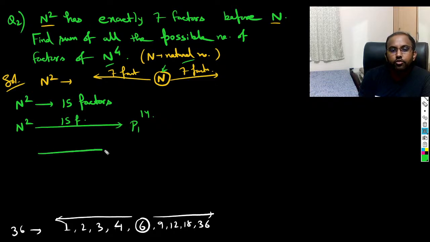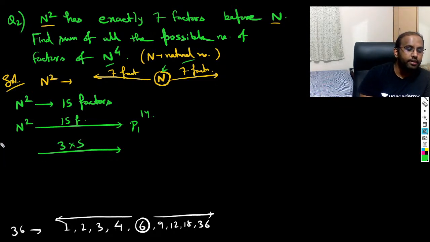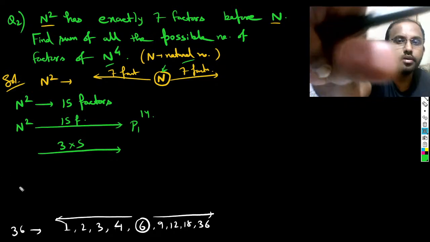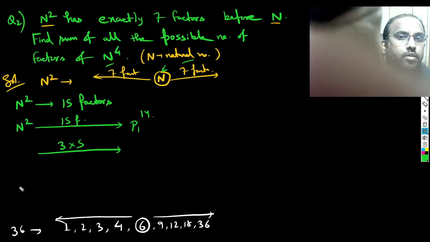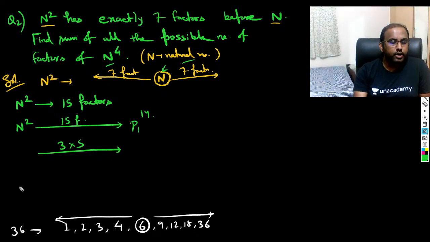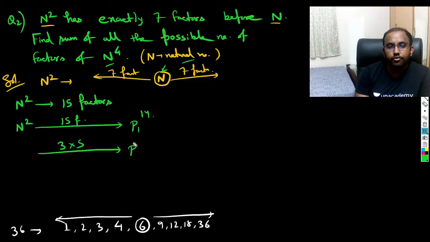If n square has got 15 factors, I can break 15 into 2 parts, 3 and 5. So basically I'm trying to break it in the form of 2 prime numbers here, that is 3 and 5. So basically prime factors 3 and 5. So it's p1 and p2 here. p1 has got factor 3, so power 2. p2 has got factor 5, so power 4.